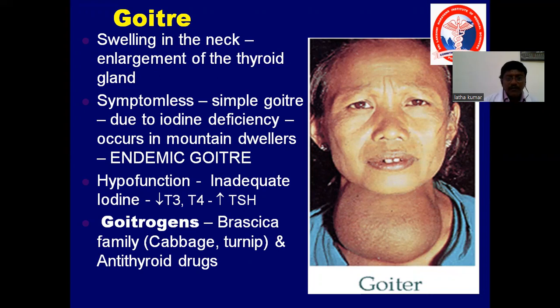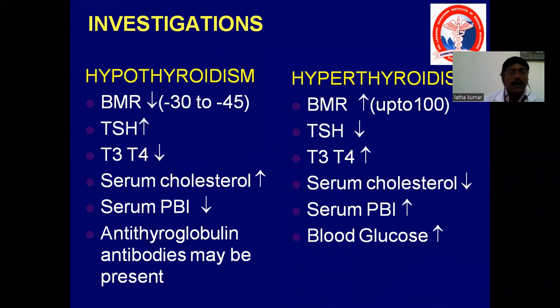Goitrogens: Brassica family, cabbage, tonic and anti-thyroid drugs will cause goiter. Investigations: hypothyroidism is checked by the BMR. BMR will be less and TSH will be more, T3, T4 less, serum cholesterol increases, serum PBI decreases, and anti-thyroglobulin antibodies may be present.